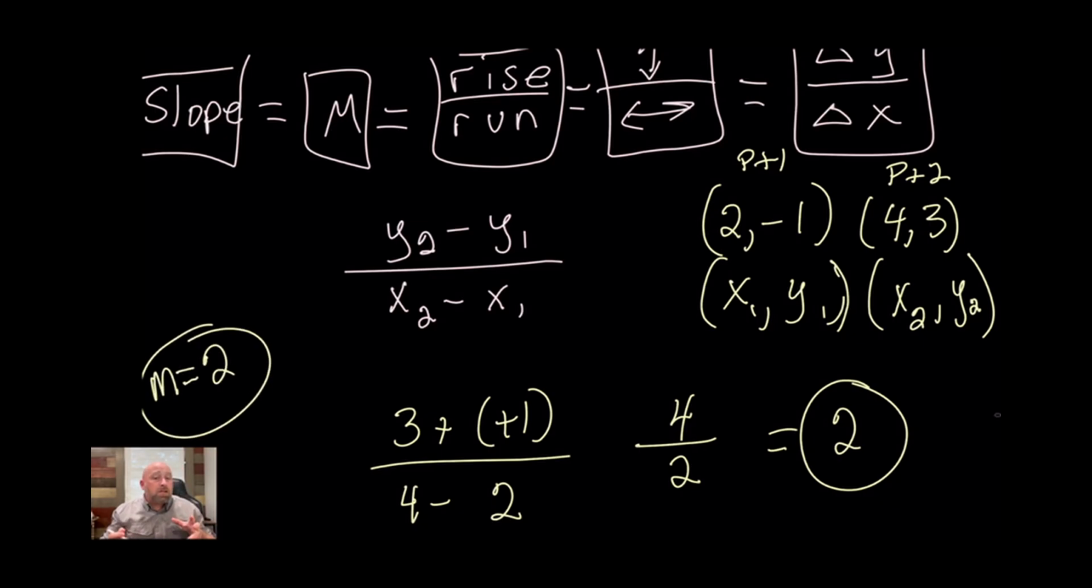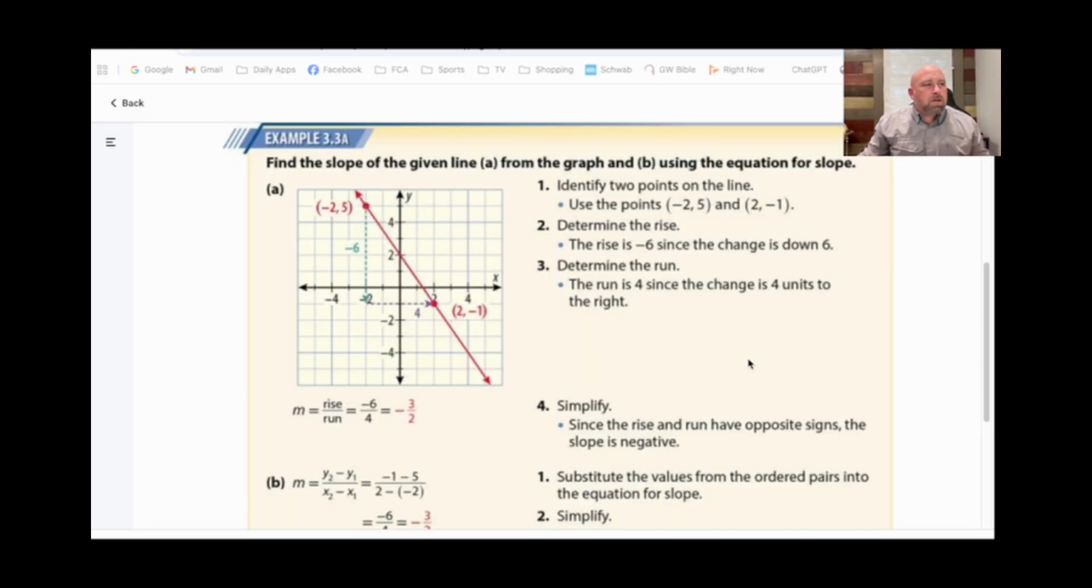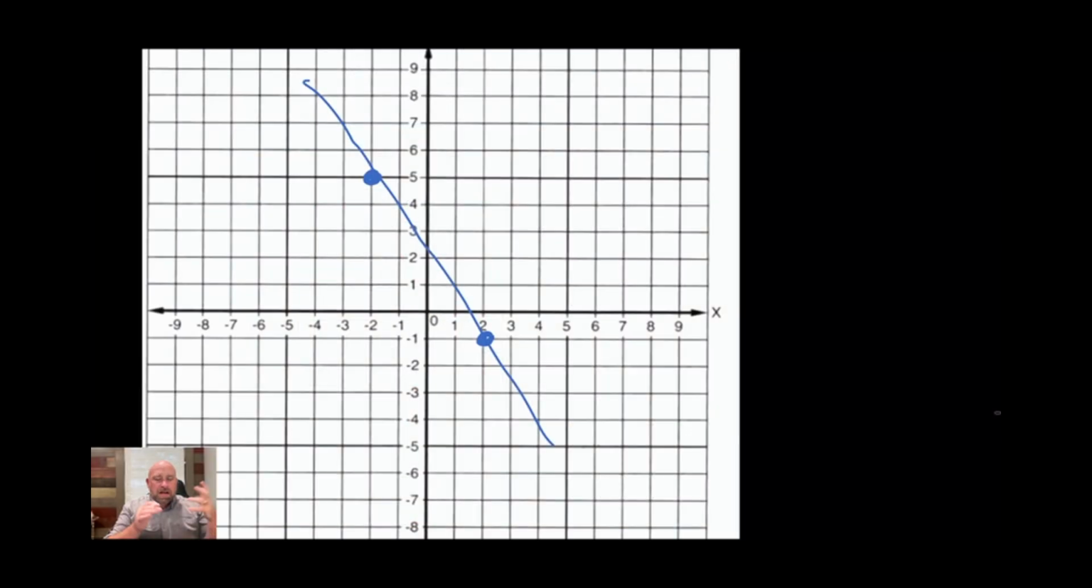A lot of times your slope is going to be a fraction, but in this case, we did not get a fraction. We got a whole number, and that's fine if your slope equals a whole number. All right, let's quickly look back here at the book, and on page number 92, you're going to see this 3.3 example here, and we have points at -2, 5 and 2, -1. Now, I'm going to show you a little bit different technique to doing it. So I've kind of got it mapped out here. It's not perfect, but you get it.